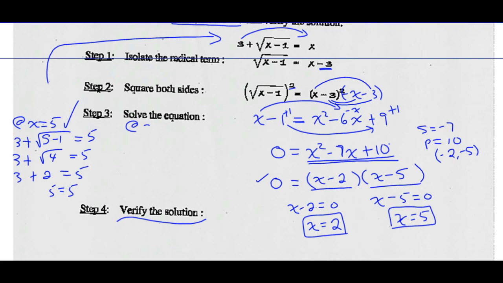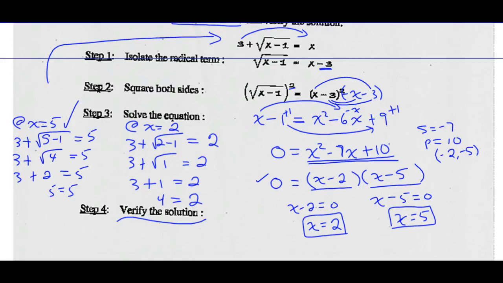Let's also check when x is positive 2. So let's try this one. 3 plus the square root of 2 minus 1 should equal 2. So 3 plus the square root of 2 minus 1, well, that's 1. And the square root of 1 is 1, so 3 plus 1 equals 2. 4 equals 2. Not true. All right, that is not true. So we would call this an extraneous solution.